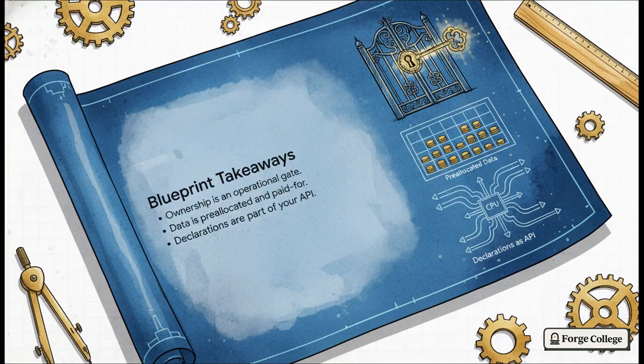All right, let's bring it all together in Section 4, Golden Rules of Design, the Blueprint Takeaways. So the crucial point here is summarizing these 3 golden rules for you to build by. First, ownership is an operational gate enforced by the runtime. You can't just hack your way into modifying data. You absolutely must respect the owner public key. Second, data is pre-allocated and paid for. You always need to plan your account sizing and budget for that rent exemption right up front.